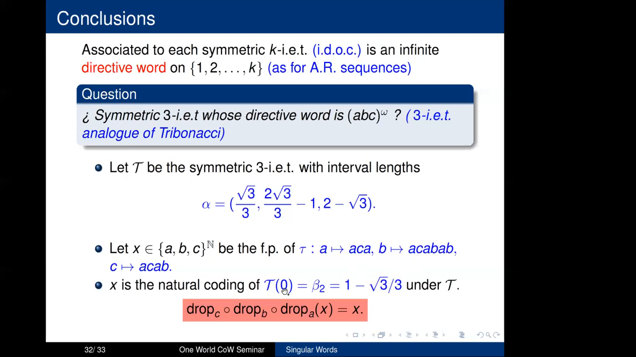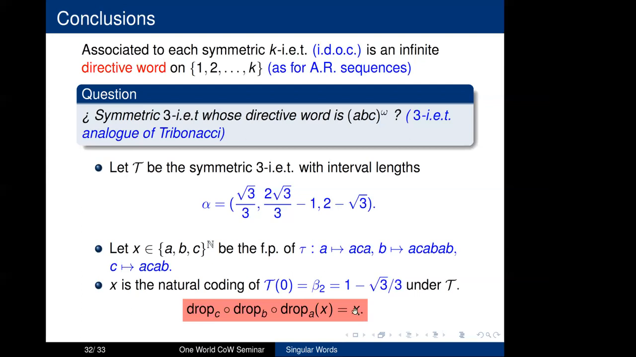And now I claim the resulting word will have a CC. You can see that because CA is a factor of X, and hence so is CABAC. Now, when you take CABAC and delete the A's, you're left with CBC. When you delete the B's, you're left with CC. So if you now drop a C from each run of C's, you get back X. This is another way of seeing the ABC to the omega come up.